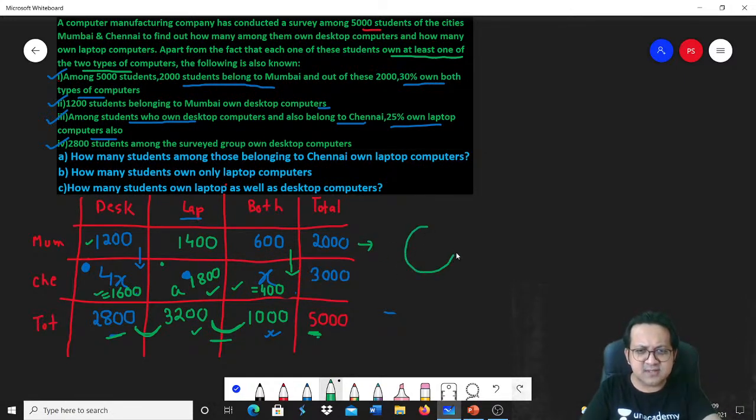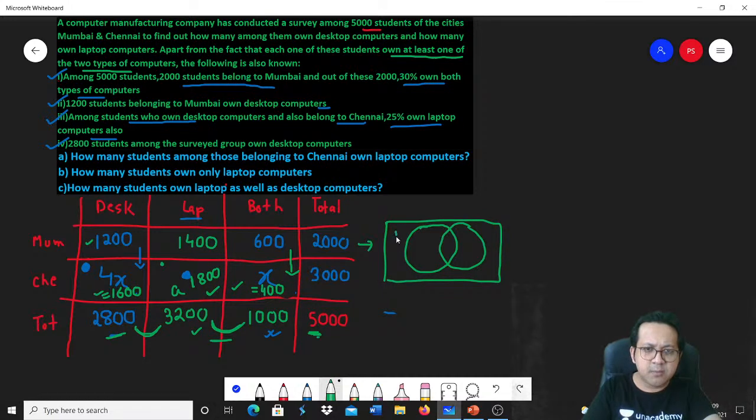The total for that particular row, if you want to visualize it, is Mumbai, Chennai. Total is 2000. How much is Mumbai? Mumbai is 1200, meaning this particular circle is 1200. Similarly, how much is laptop? Laptop is 1400.